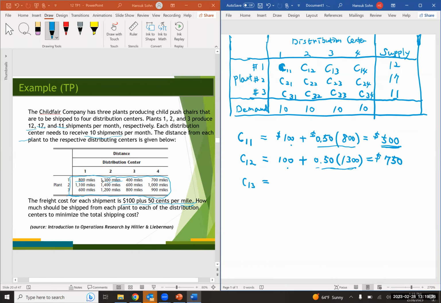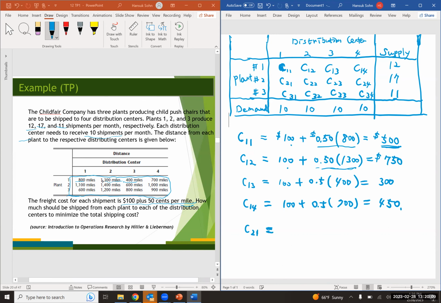C sub 13 would be 100 plus 0.5 times 400, right? That's going to be 300. C sub 14 would be 100 plus 0.5 times 700. That's going to be 450, right? Okay, then similarly, anyhow, we need the objective coefficient values. So let's do this and complete the computation.